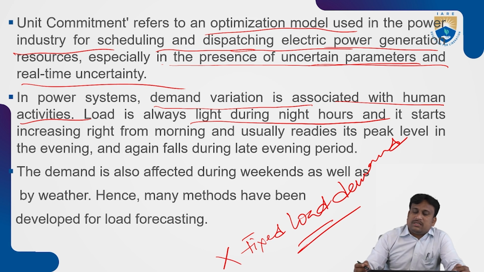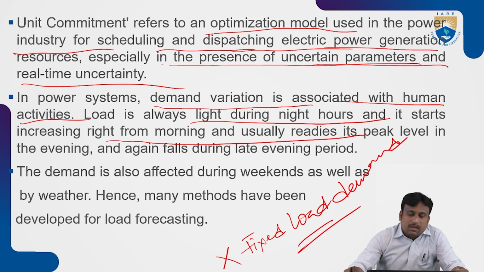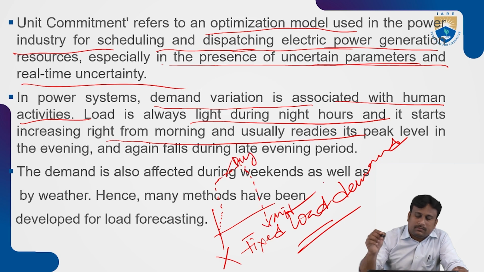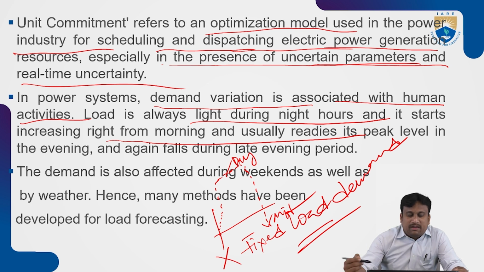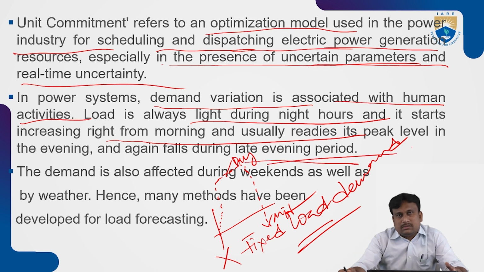During night hours the load is very light, and it starts increasing right from the morning. Usually it reduces its peak level coming to the evening. That means the curve increases slowly. It goes on increasing slowly and peaks during the daytime, and it falls when it comes to midnight. Like that it happens.